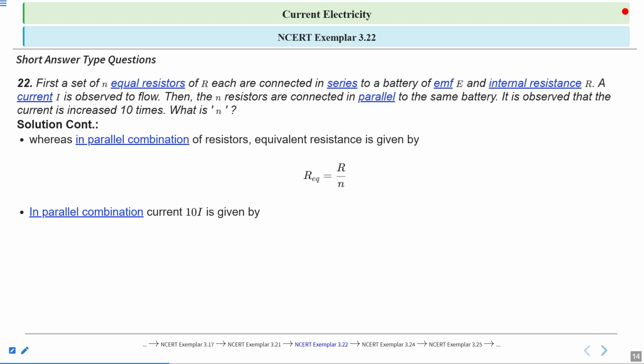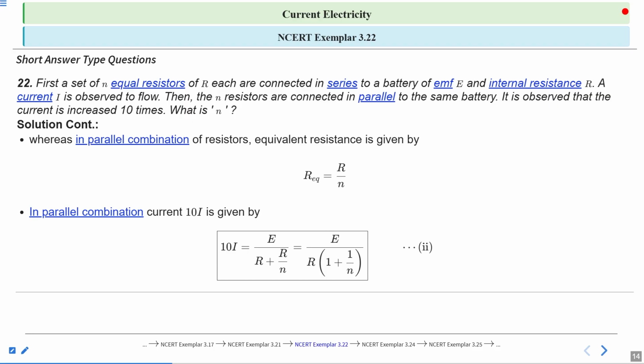Now put this value of current and R equivalent in the formula for current. You get 10I equal to capital E upon R plus R equivalent, where R equivalent is R by N. Take R common from the denominator: 10I equals E upon R times (1 plus 1 by N). Mark it as the second equation. In the first equation, what was in the bracket? 1 plus N. In the second equation, the bracket has 1 plus 1 by N. Now you will take the ratio of these two equations, first and second.